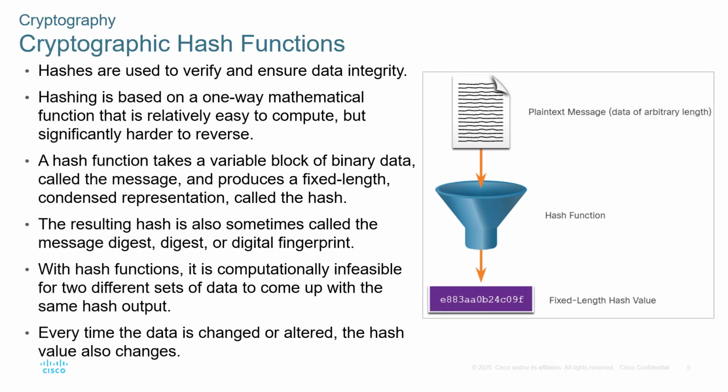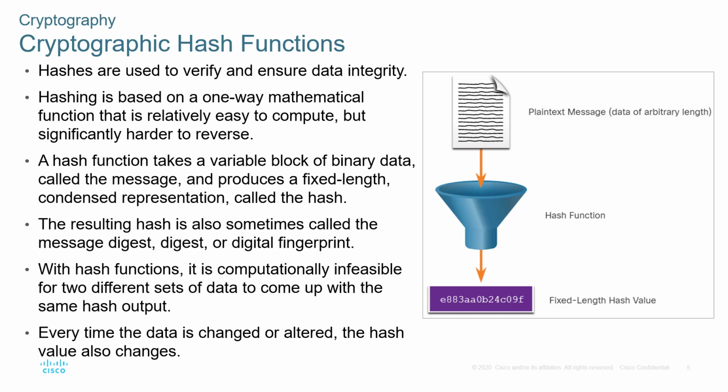Well, one is a hashing function. A hash function takes a plain text message and runs it through a hash function using a specific algorithm. That will then provide a fixed length hash value. If anything was modified in the plain text message, a space, a dot, a period, anything, it changes the hash value. The hashing is based off of a one-way mathematical function. The hash function will take a variable block of binary data called the message, and produces a fixed length output based off of the algorithm. The resulting hash is also called the message digest or fingerprint.